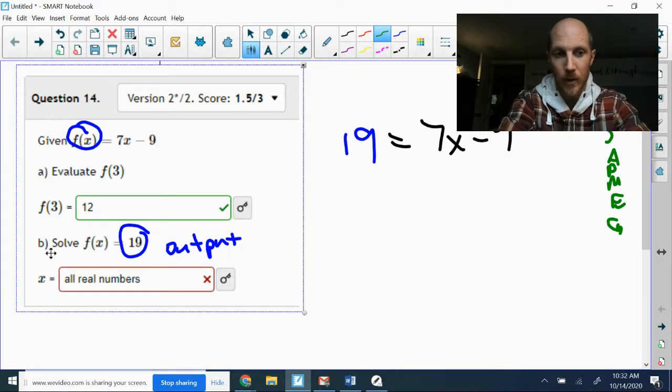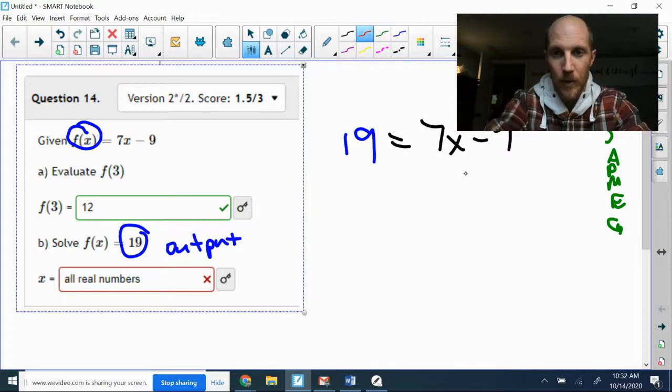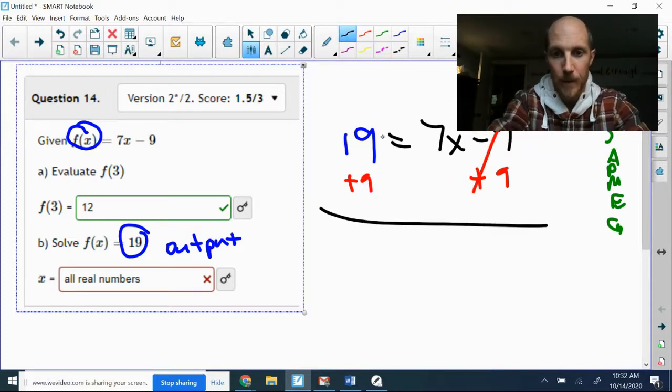Solving, it says in the direction, solve f of x equals 19. And so that's the cue. I'm going to use SADMEG to tell me what order I need to do this in. So subtracting and adding is going to happen first. So I'm going to undo the subtracting by 9, and it's going to give me 28. The minus 9 and plus 9 are going to cancel each other out, so just the 7x is left here.